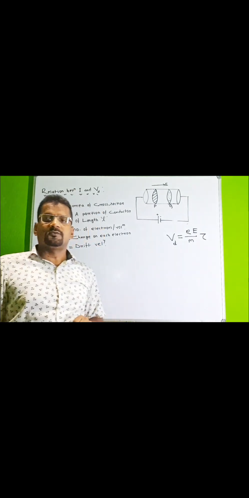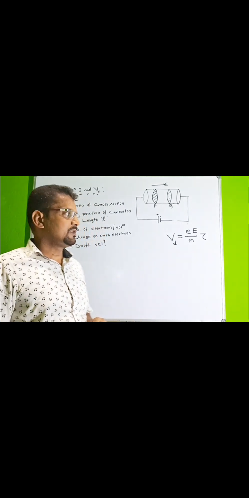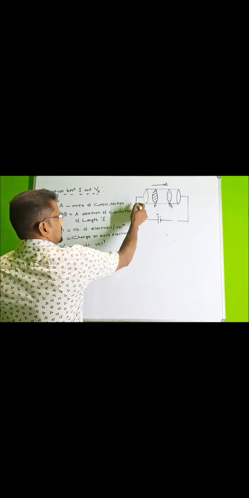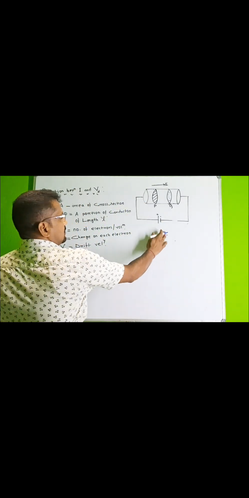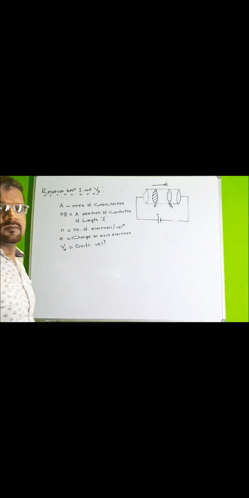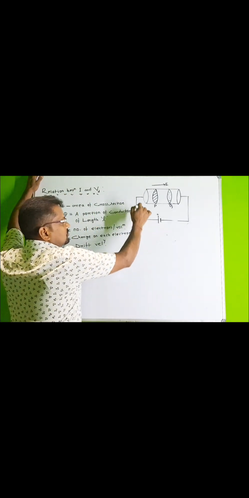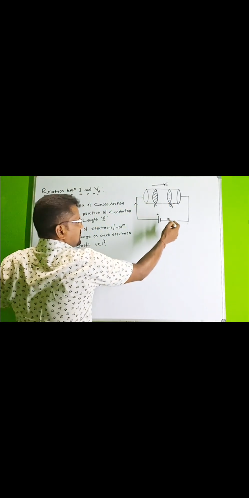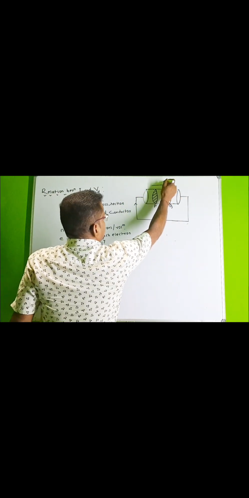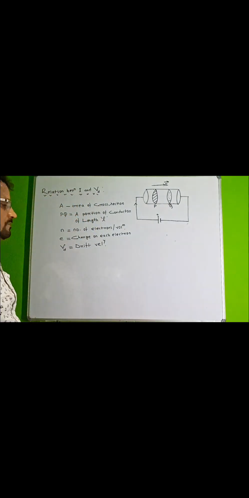In this class, we are going to see the relation between current and drift velocity. For this, let us consider a conductor. Here it is a conductor and a battery is connected. This is the positive terminal, this is the negative terminal. In that case, current flows through the conductor and the direction of the electric field is from positive to negative. This is the electric field, from left to right in this case.